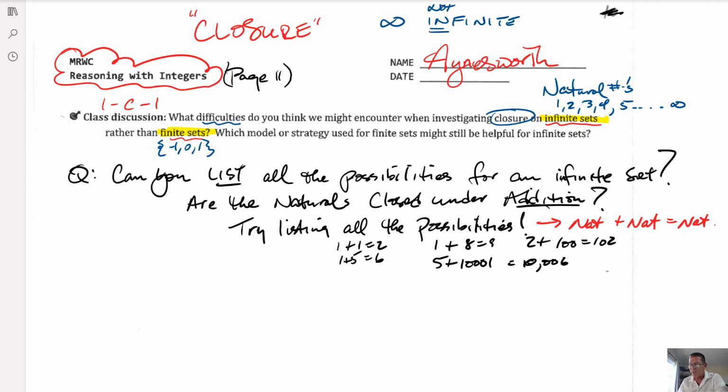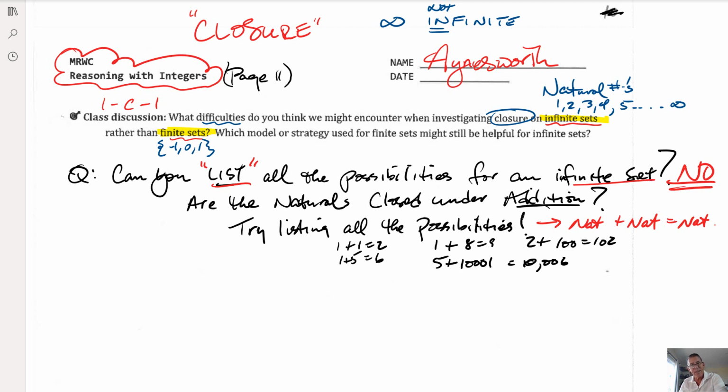And the answer is obviously no, because there's an infinite number of numbers, so there's an infinite number of possibilities. So my initial question was, can you list, the key word is list, all the possibilities for an infinite set? And the answer is no. You can't list it. So how in the world do you prove such a thing? How do you prove that a natural plus a natural is a natural?